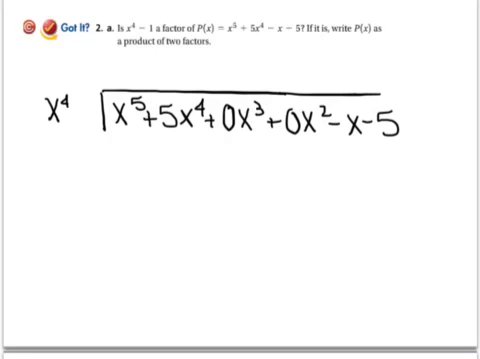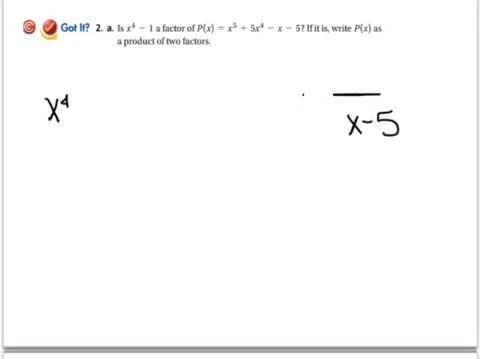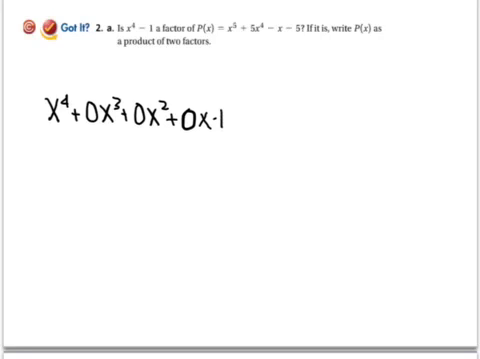Let's put your placeholders here, because it will line it up more easily for you guys and be easier to understand. So we'll do it that way. So we've got x to the fourth plus 0x to the third plus 0x squared plus 0x minus 1.